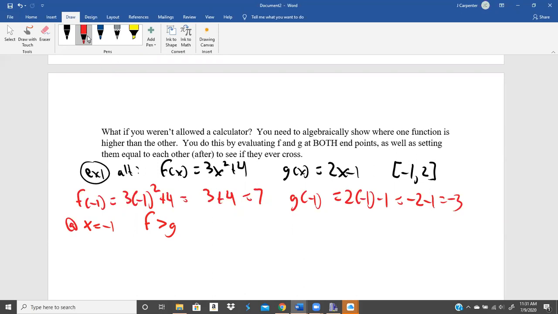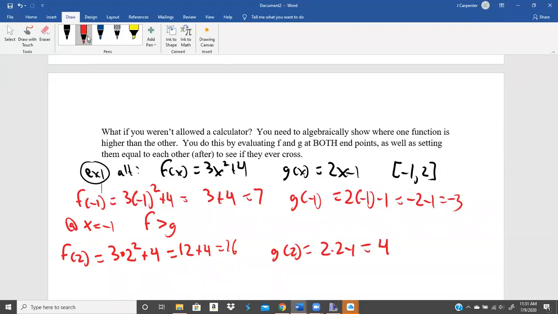Now let's do this at the right one, f of 2. So f of 2 would be 3 times 2 squared, that's a times, not a minus, plus 4. 2 squared is 4, 3 times 4 is 12, that's 12 plus 4, which is 16, whereas g of 2 is 2 times 2 minus 1, which is 4 minus 1, which is 3. So at x equals 2, 16 is bigger than 3, so f is bigger than g again. So at the left endpoint, the f function is higher. At the right endpoint, the f function is higher.